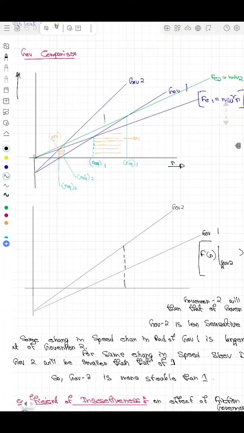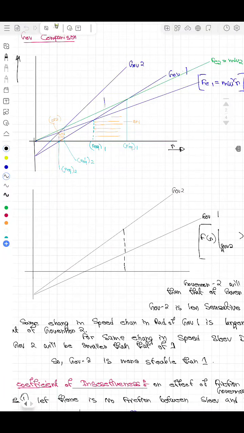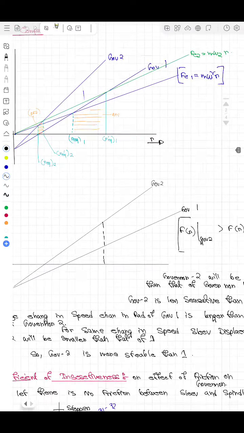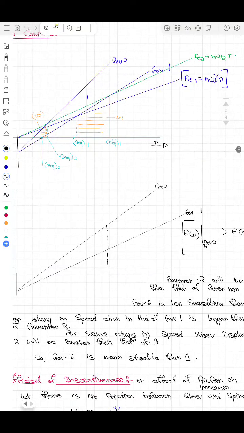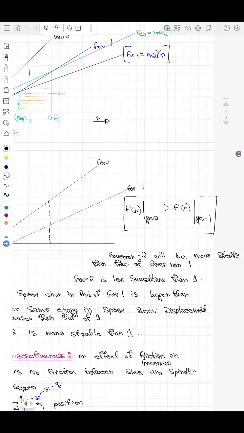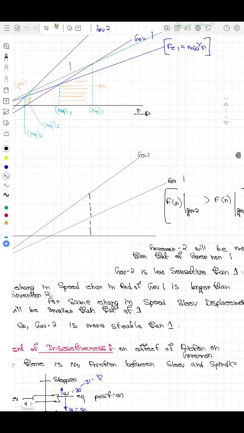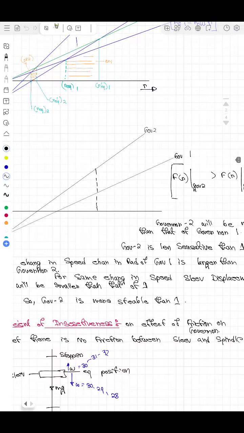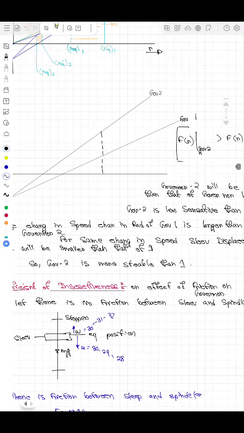In the same graph it has also been shown that for governor two the fluctuation is more than governor one. So in this case the fluctuation is more, and in this case it is more. So why will governor two be more stable than one? So it is more preferable.